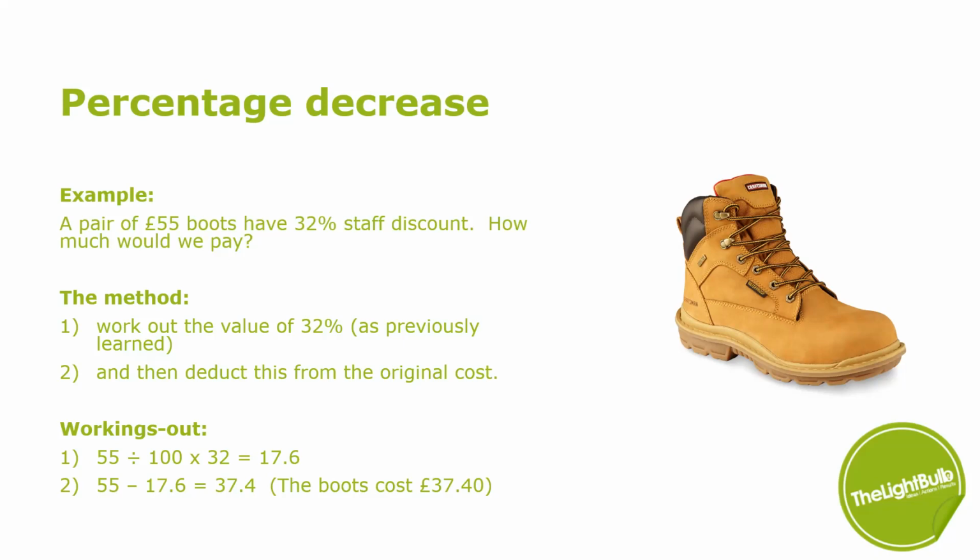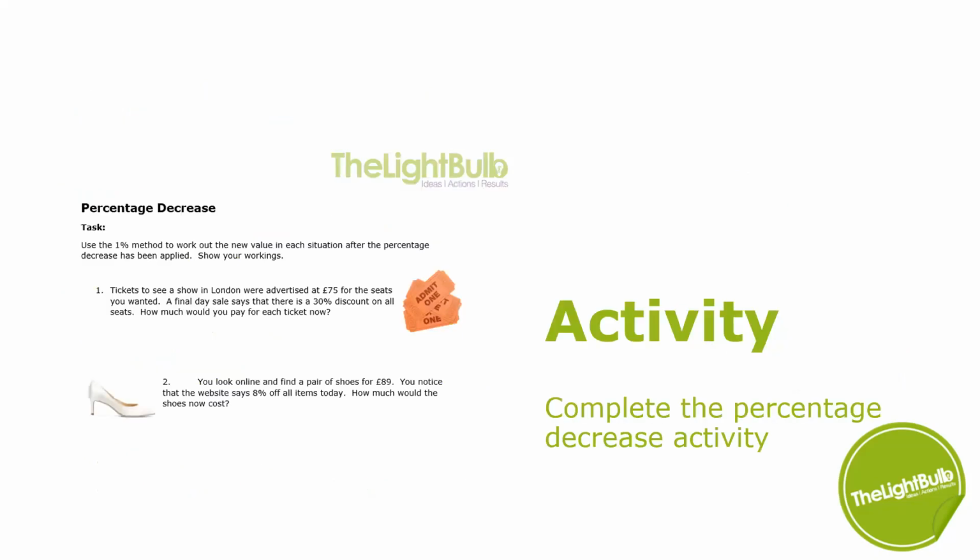Okay, so hopefully that's fairly straightforward, but it starts with that idea of using the 1% method to find out the value of whatever the percentage decrease is. And once we know that, we just can take it away from the original amount. So there's an activity sheet that your tutor can give you for this topic as well. Again, please write your workings out for step 1 and step 2 beneath each question. And that way you can see the process in operation, and your tutor can also check that you're following that process through.